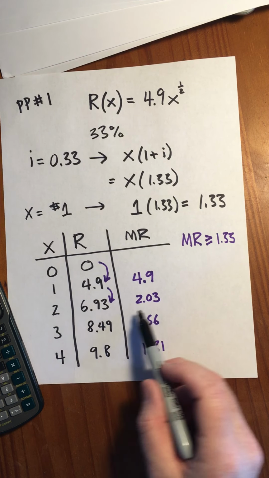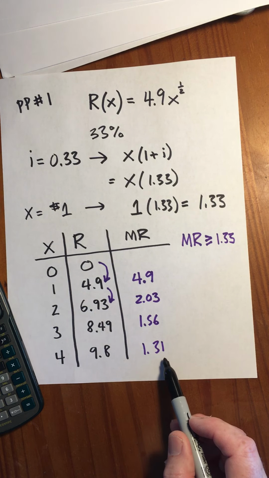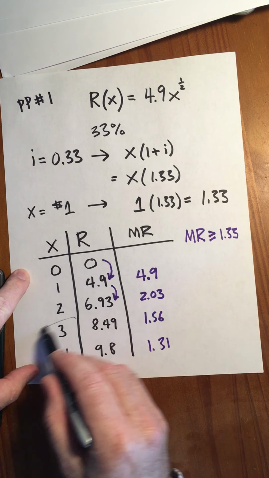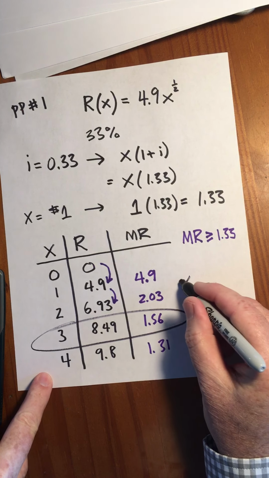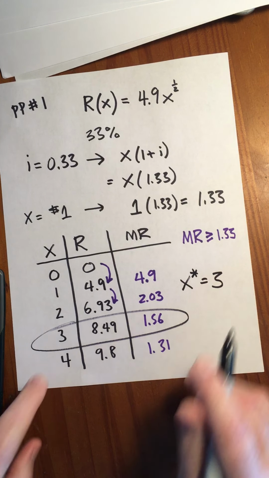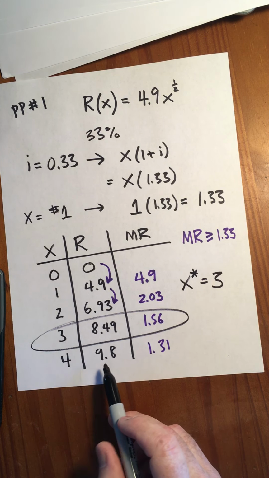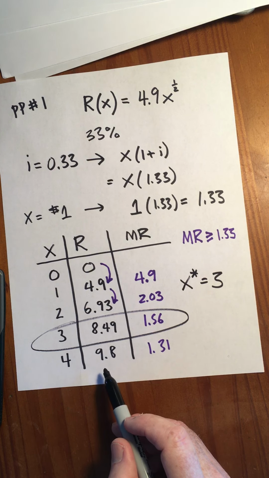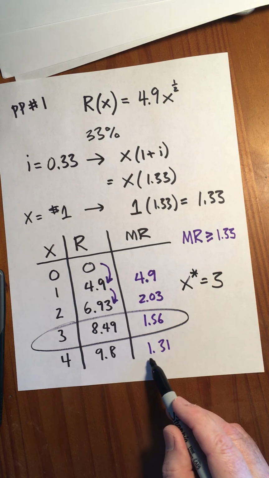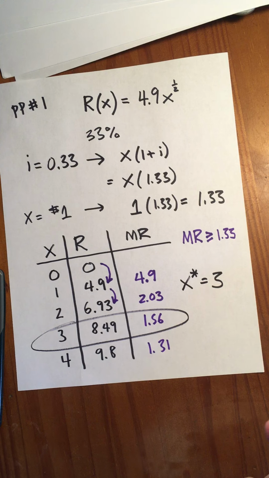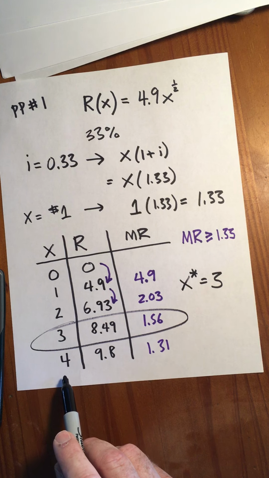Same thing for the second: 2.03 covers the cost of borrowing. Same for the third, but not for the fourth. So this is my optimal choice for X. I go up to $3, borrow $3. The optimal amount to borrow is $3. If I were to borrow a fourth dollar, my revenue would go up, which at first looks attractive. But you have to keep in mind that the fourth dollar generates additional revenue of only 1.31, but the bank has to be repaid 1.33.